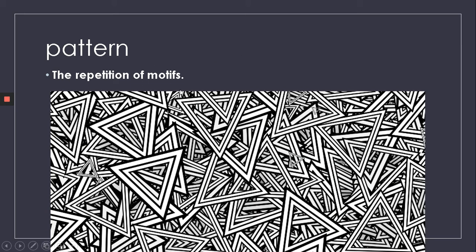Pattern. So pattern is repetition, and it can also be a motif, so something that somebody uses. For example, Salvador Dali has ants in a lot of his pictures. And if you want to look it up, you can look up Salvador Dali and see if you can spot the ants in his pictures.